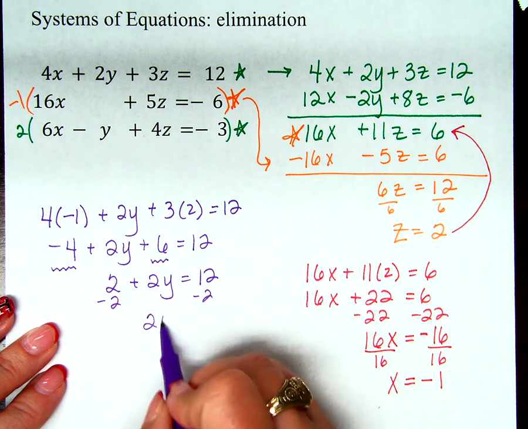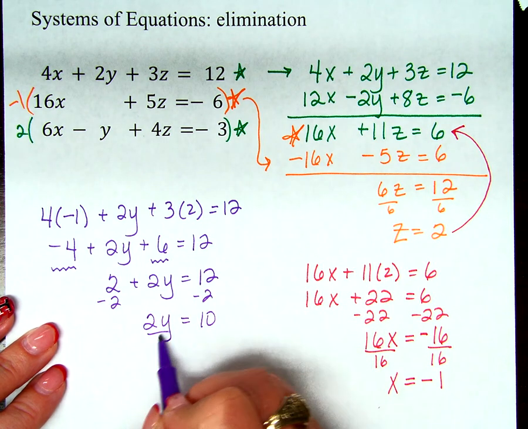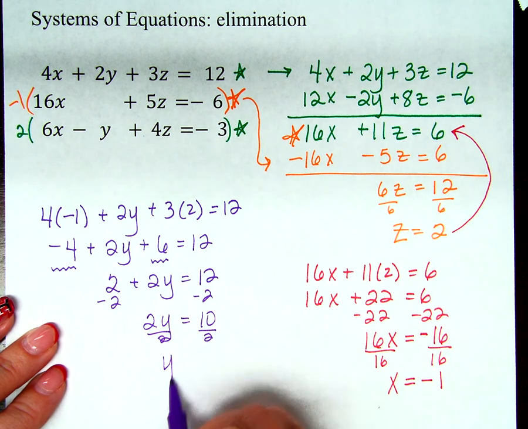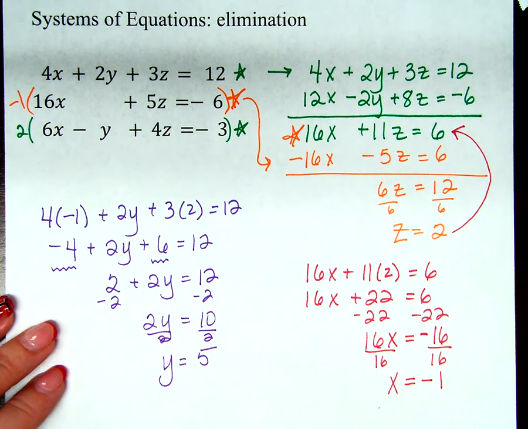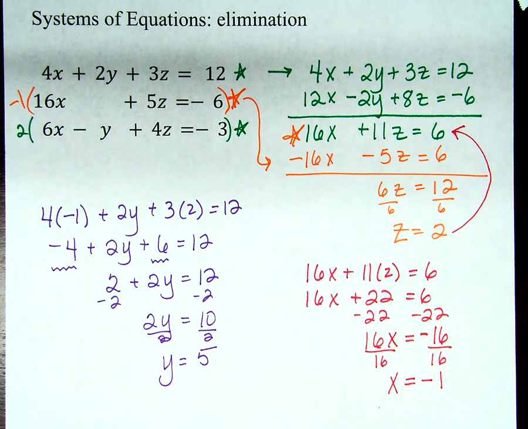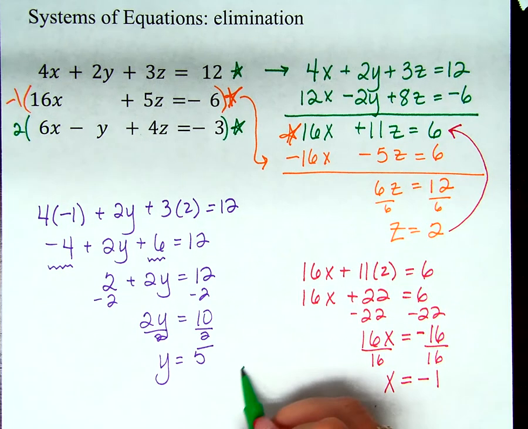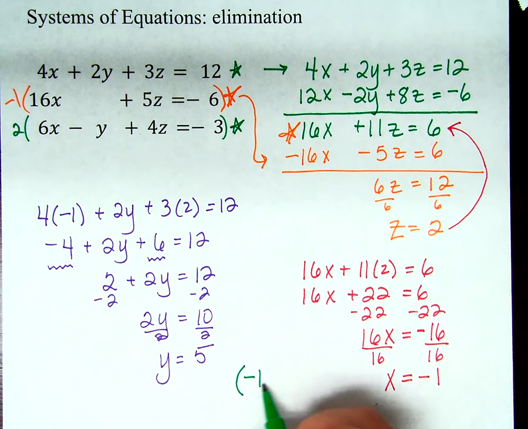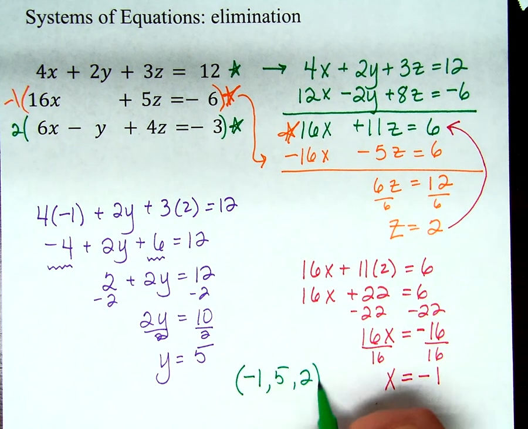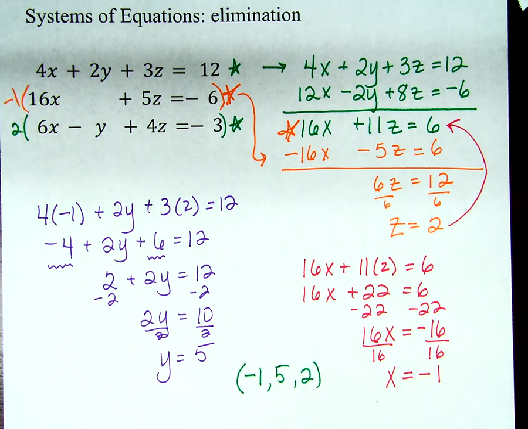Subtracting 2 from both sides gives me 2y equals 10. So y equals 5. Now am I done? Still no? Okay, what do I have to do now? Oh, so I have to write it as an ordered triple first, right? So my ordered triple looks like what? Negative 1, 5, 2. And what's the last thing I need to do? I need to check it, right?